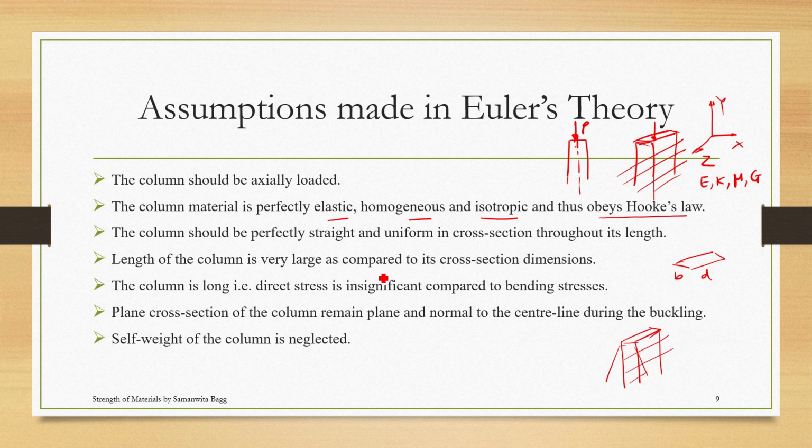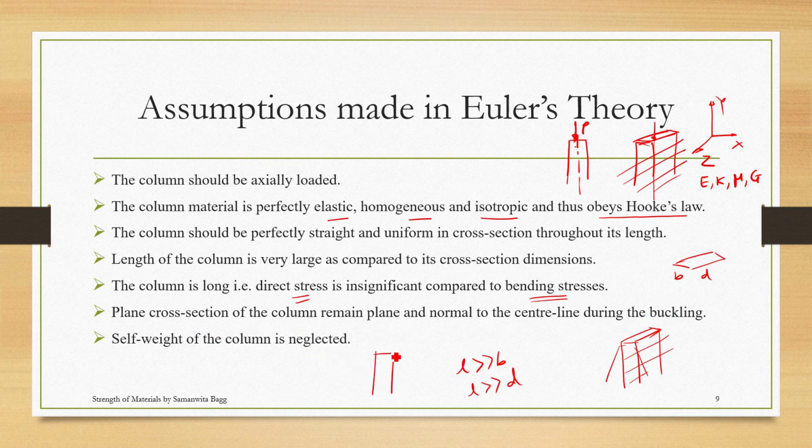The length of the column is very large as compared to its cross-section dimensions. I have told you L will be quite greater than B, and quite greater than your depth D. The column is long, that is, direct stress is insignificant compared to bending stresses. So we are going to talk only about bending or buckling that is happening in a column of the long type. According to Euler's theory, there is no direct stress because there is no short column that we are talking about. The plane cross-section of the column remains plane and normal to the center line during buckling.